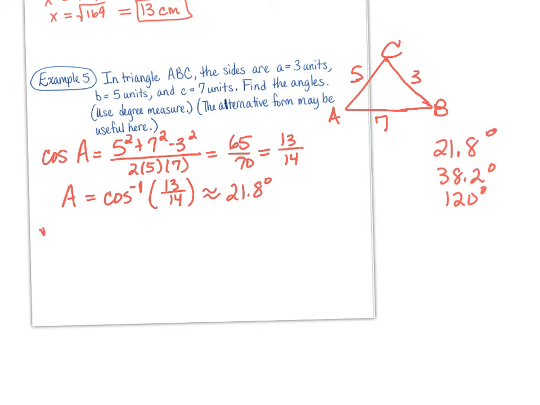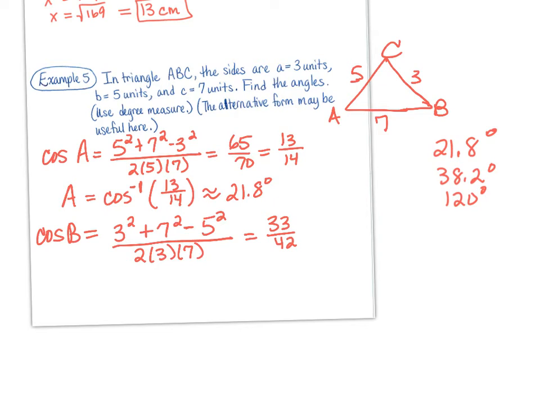And then cosine of B would be 3 squared plus 7 squared minus 5 squared over 2 times 3 times 7. That's 33 over 42, or 11 over 14, because they have 3 in common, which means B is cosine inverse of what? 11 over 14, and that's approximately 38.2 degrees.